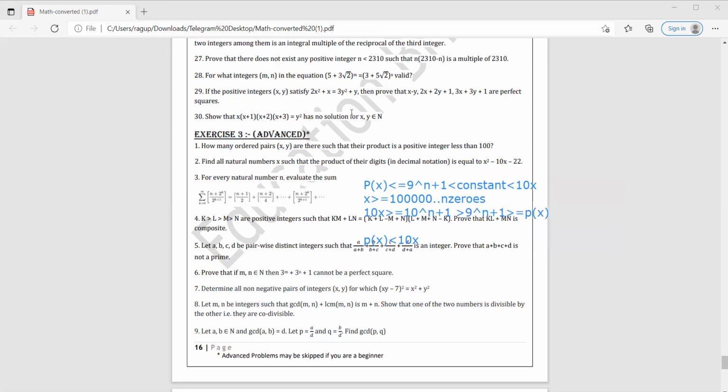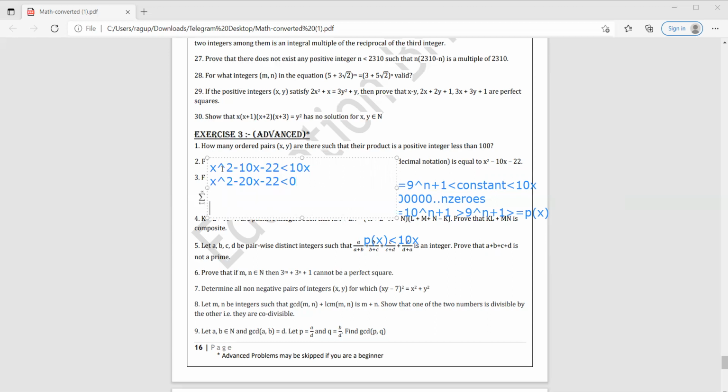So we are given in the question that the product of digits of x is x square minus 10x minus 22. So x square minus 10x minus 22 would be less than 10x. So we'll take all the variables on one side. So we'll get that x square minus 20x minus 22 is less than 0. So for the sake of contradiction, we'll take x to be greater than 22 so that this would be greater than 0. So it would lead to contradiction.